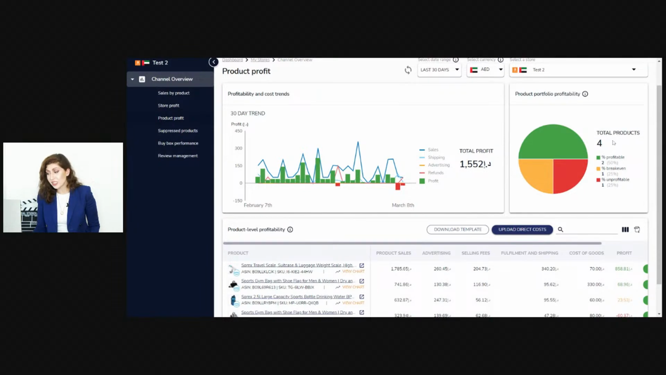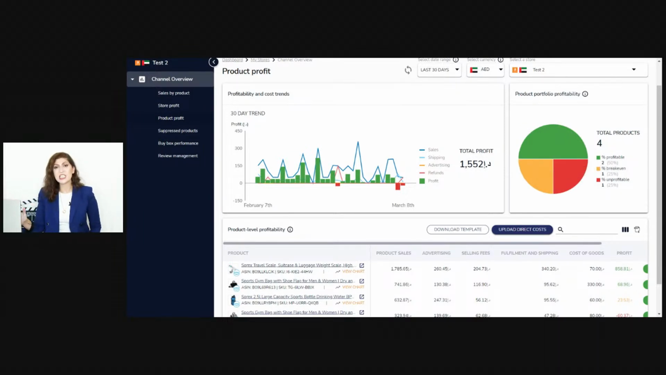So as you can see here, you can also see your portfolio. You can see right here, we have a problem. We have 4 products in total. 2 of those are profitable, 1 is break even, and 1 is unprofitable. So it's very, very easy to see. They call this a traffic light system: green, yellow, and red, just like the traffic lights. And if you see it here, you can immediately know that you have a problem.